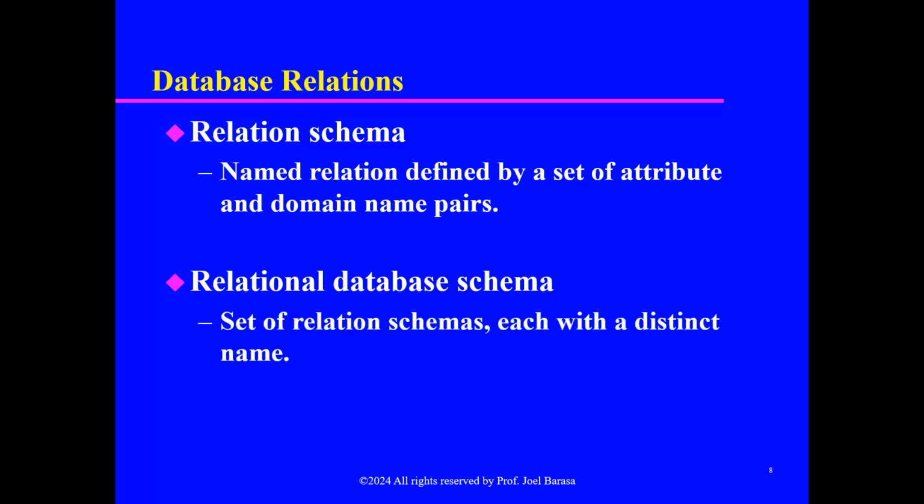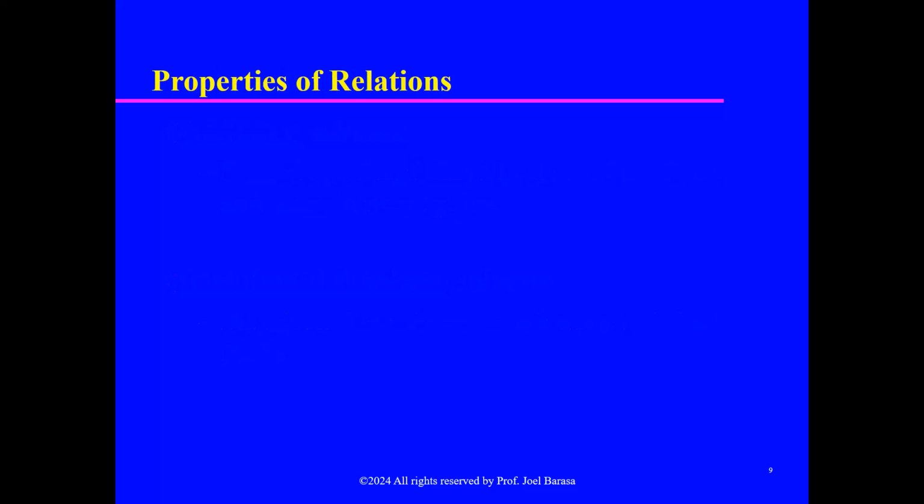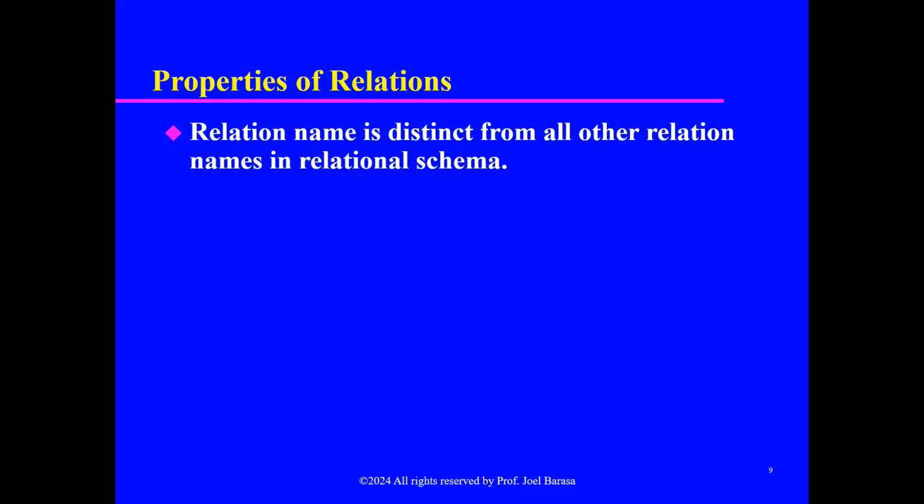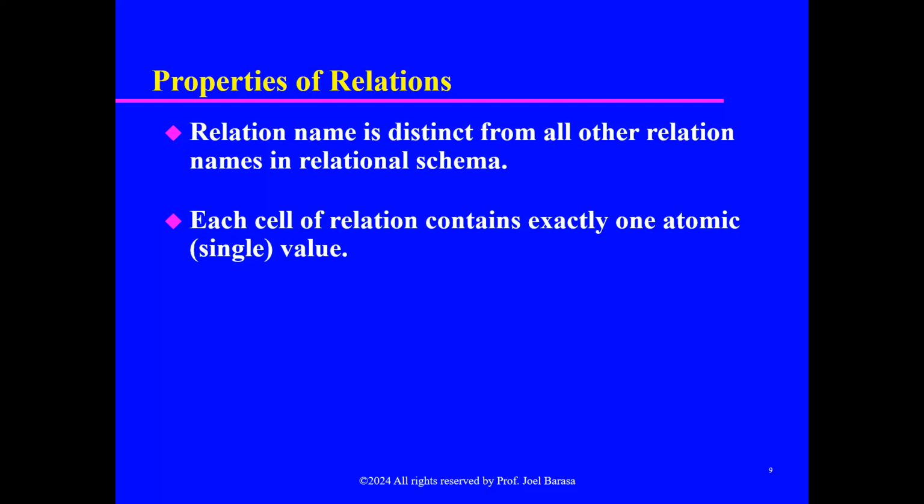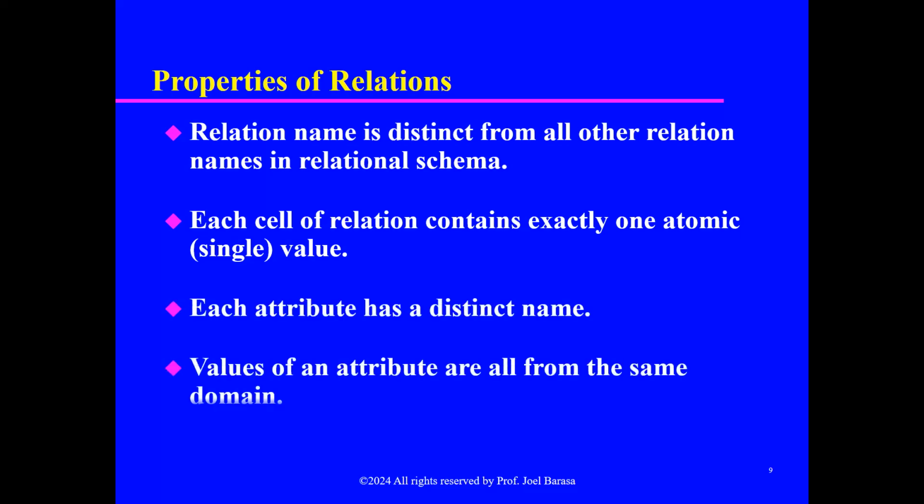These are a set of relation schemas with distinct names. And then you have properties of a relation, talking about the name that distinguishes it from all other relations or names in a relational table or schema. And then we have each cell of a relation contains exactly one atomic or single value. Another property or characteristic of a relation is that each attribute has a distinct name.